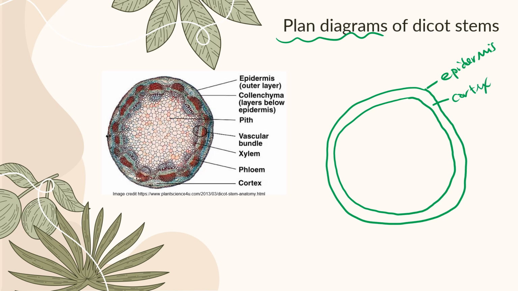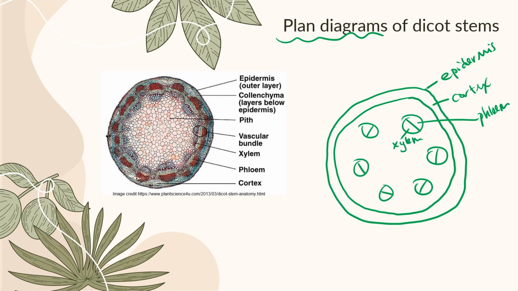We need to add some vascular bundles. They're in a ring just inside the cortex. And then inside our vascular bundle, we have some phloem more toward the outside of the stem and xylem more toward the inside of the stem. And then on the very inside of the stem, we've got that pith for storage.